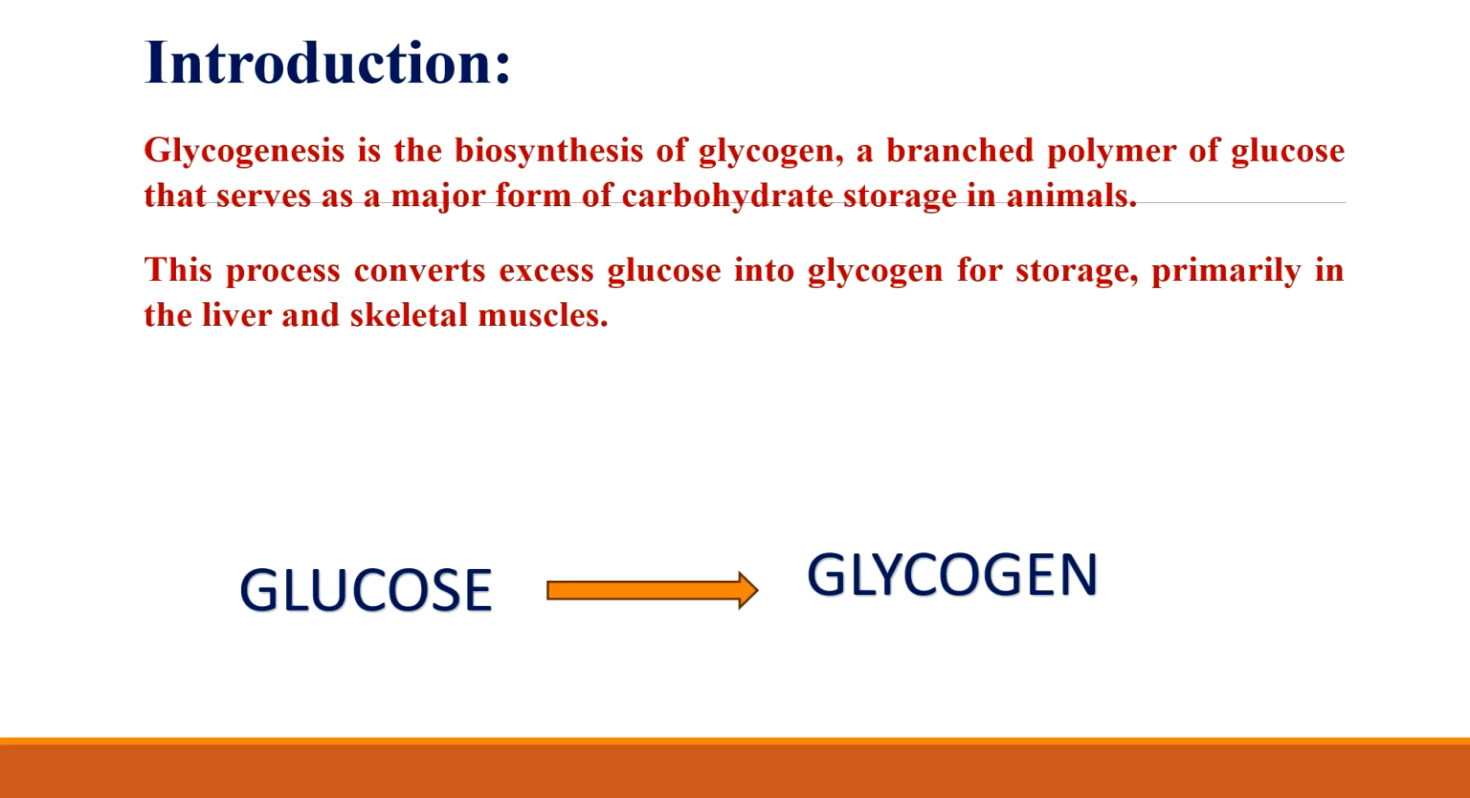So what is glycogenesis? Glycogenesis is the biosynthesis of glycogen. We know that glycogen is a branched polymer of glucose and it often serves as the storage form of carbohydrate in animals. And this process, which converts the excess glucose into the storage form of glycogen, is seen primarily in liver and skeletal muscles. So there, the excess glucose is converted to glycogen, and this is glycogenesis.